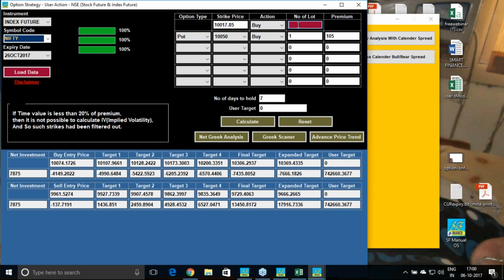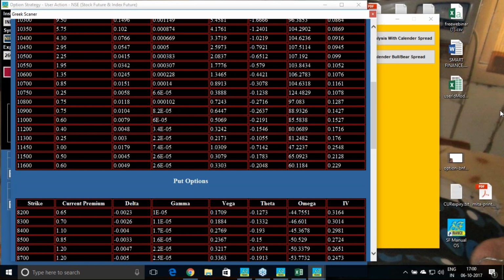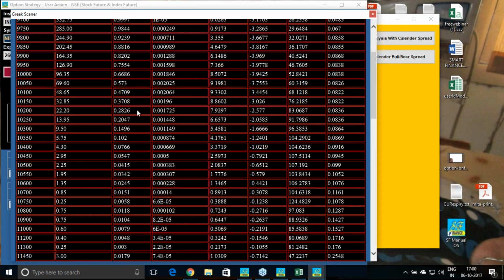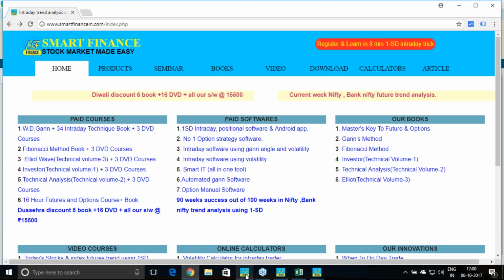Lot size, this is one, and I am just calculating this. Go for the Greek scatter. All futures have a Greek of 1, a delta of 1. So the delta of a future is 1. And this analysis says that you have the probability to go till 10,172. This is your first target, this is the second target, 10,092. So I'll go for the 10,100.